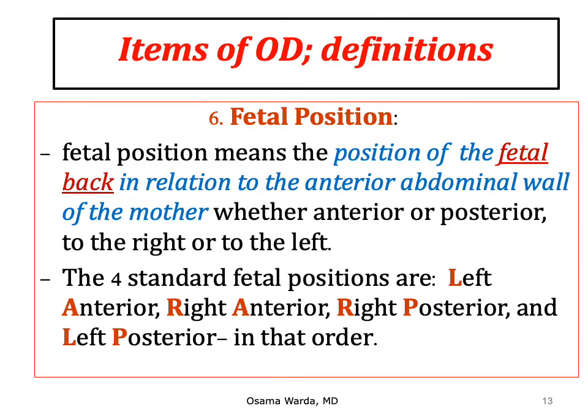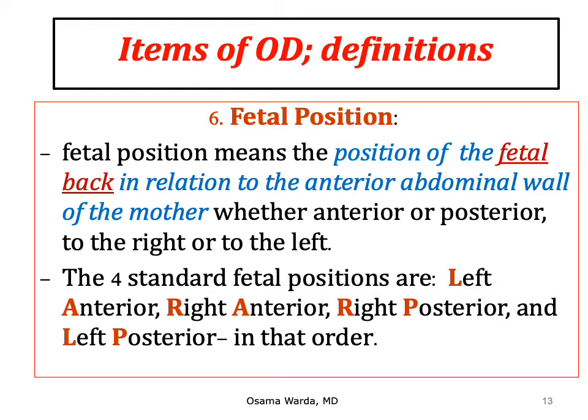We come to the fetal position. What is meant by fetal position? The long axis of the fetus is its back, and so we try to identify the position of the fetal back in relation to the anterior abdominal wall of the mother. For this purpose, the fetal back may be toward the anterior aspect of the abdominal wall, may be right, may be left, or may be posterior.